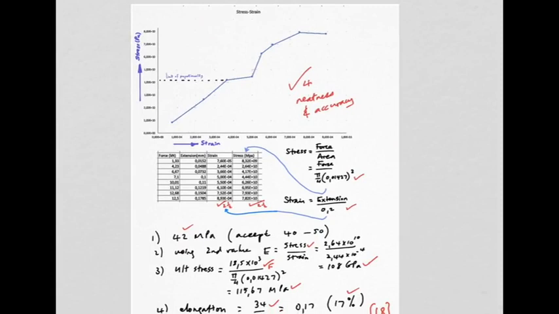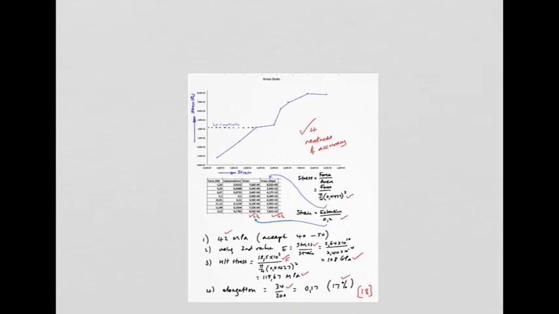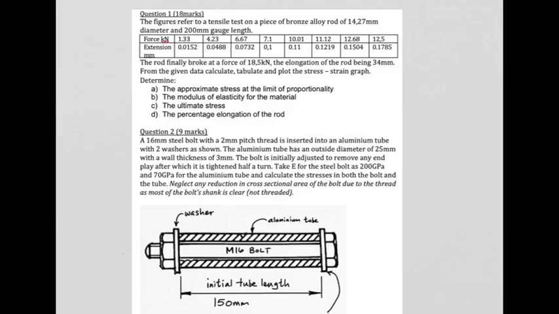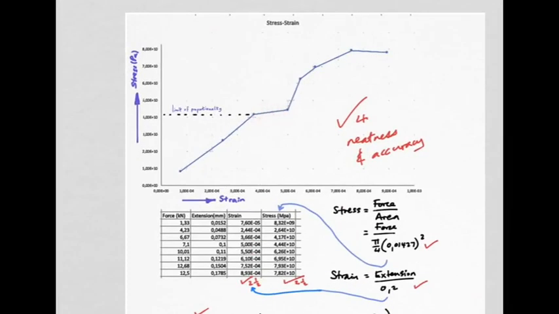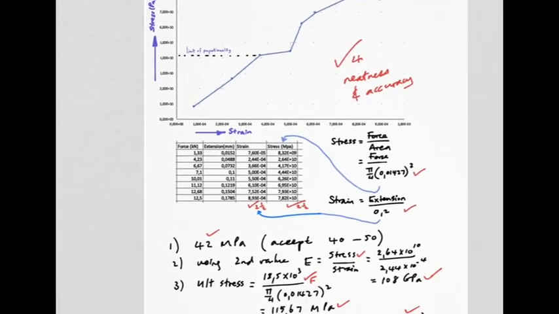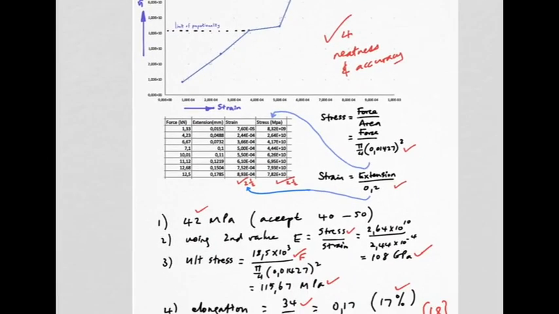And then we've got to answer a few questions. The first one was the approximate stress at the limit of proportionality. So the stress where the graph ceases to be a straight line, which looks to be about this region over here. So go across and read off the value, and I made it to be somewhere around 42 megapascals. So we'll accept anything between 40 and 50.